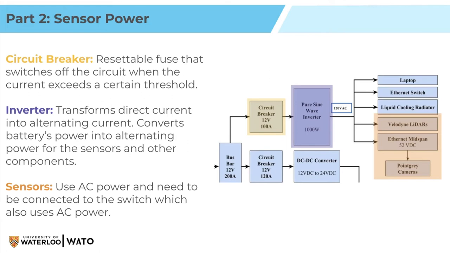Now, the next part is a pure sine wave inverter. The reason why we have this is because sensors such as the LiDAR and cameras and various other peripherals such as the cooling radiator and the Ethernet switch all require alternating current. But the battery provides DC current. So we need to transform this into alternating current, and this is what the pure sine wave inverter is going to do. It's going to transform direct current into alternating current.